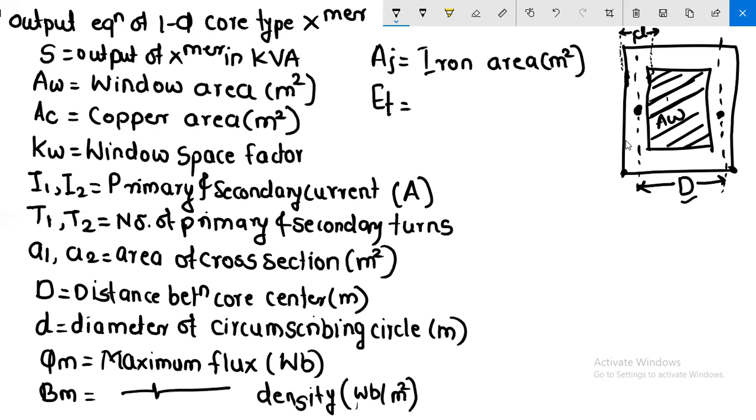ते आपल्याला इथे यूज करायचे नाही, तरी पण असू द्या लक्षात. E suffix small t stands for EMF per turn. It is not only EMF. What that stand for? EMF per turn. आता EMF per turn काय ज्यावेळेस येणार आहे तो त्यावेळेस मी सांगतो. What is that? EMF per turn.